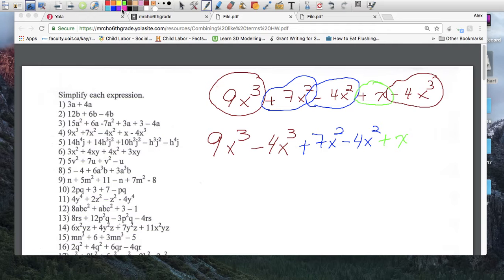So now I can combine things. These two I can subtract because they're the same. 9x cubed minus 4x cubed is 5. Subtract the coefficients. 9 minus 4 is 5, and I keep the variable the same. Now I'm going to do this too. 7x squared minus 4x squared. Well, 7 minus 4 is 3. So plus 3. 3 of what? Of the x to the second power. And then lastly, I will just add plus x because that's not doing anything with anyone.